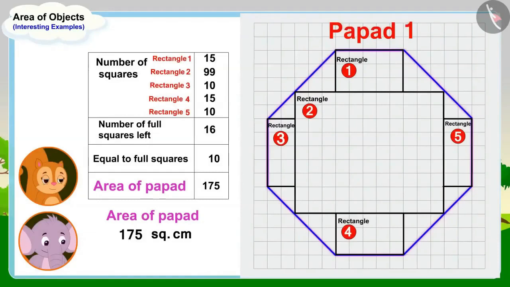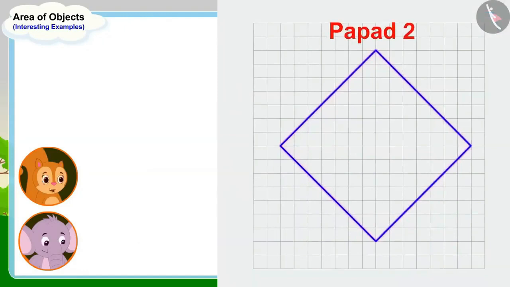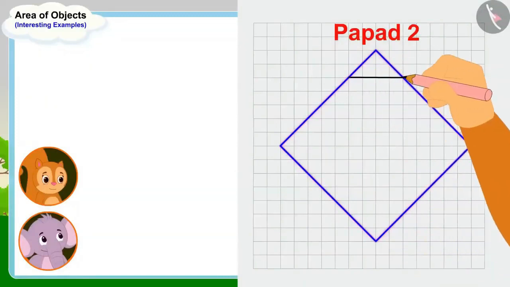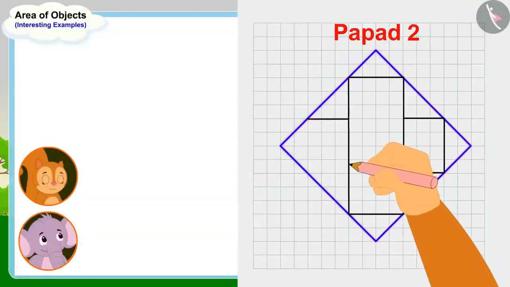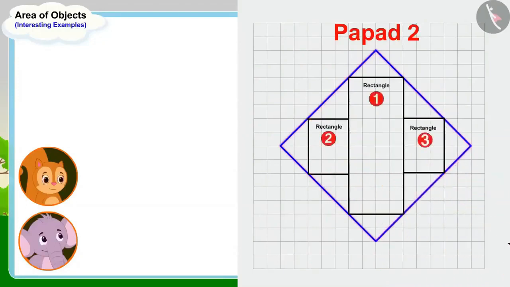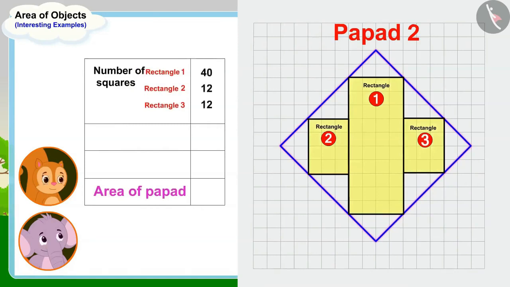Oh wow, Apoo, this is very easy and fun too. Let me find the area of this popper now. Chanda told Apoo. Then Chanda made such rectangles in the area enclosed by the outline of the second popper. She then wrote down the number of squares falling in those rectangles in this way.